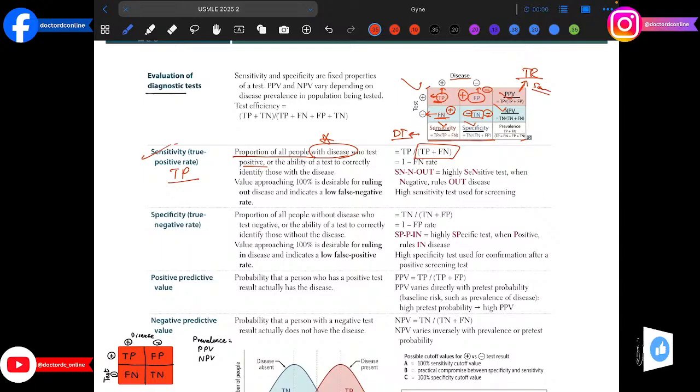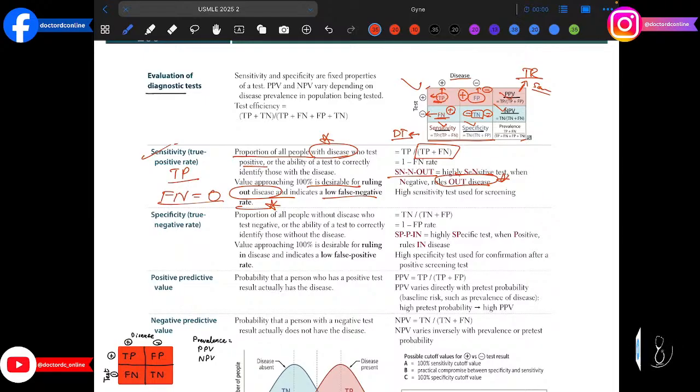Well, a test with high sensitivity is great at ruling out disease. This leads us to the mnemonic SNOUT. The SN stands for sensitivity here, and OUT stands for rule out disease. Here, if the sensitivity approaches 1, this is desirable for ruling out disease because it indicates a low false negative rate. And if you have a sensitivity of 1, the above equation shows that the false negative rate must equal 0.